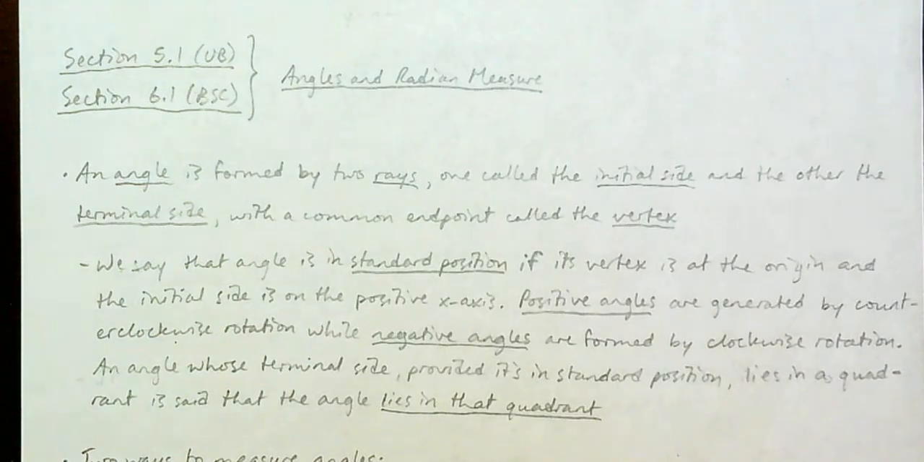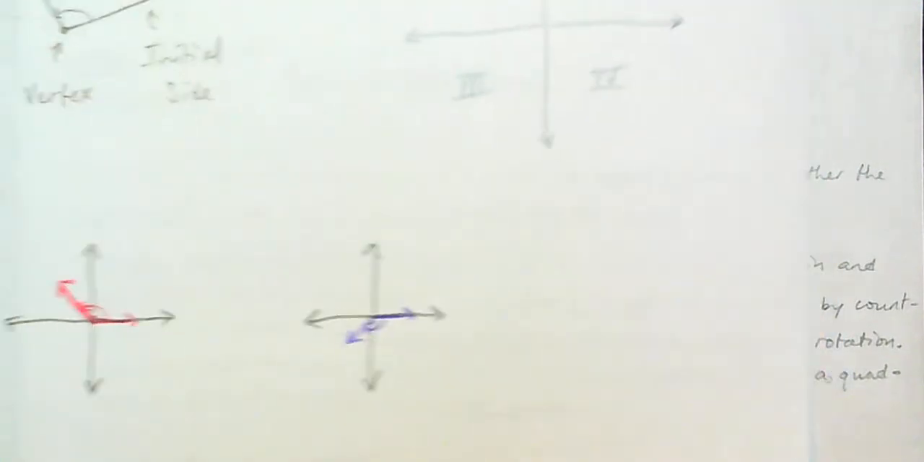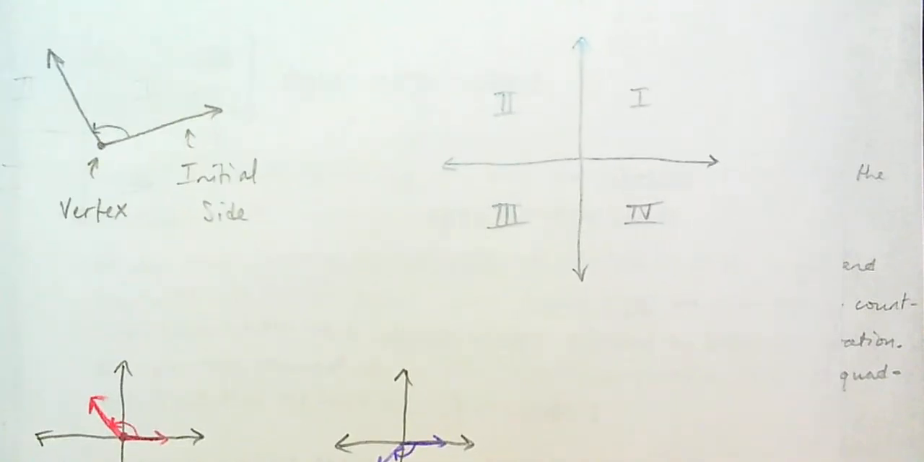When we talk about an angle, we will often refer to the quadrant that the angle lies in. What does it mean for the angle to lie in some particular quadrant? Whatever quadrant the terminal side of the angle is in, that is the quadrant that we say the angle lies in. Just as a quick recap of the four quadrants of the XY plane: starting in the upper right hand corner and then going counterclockwise, 1, 2, 3, and 4.